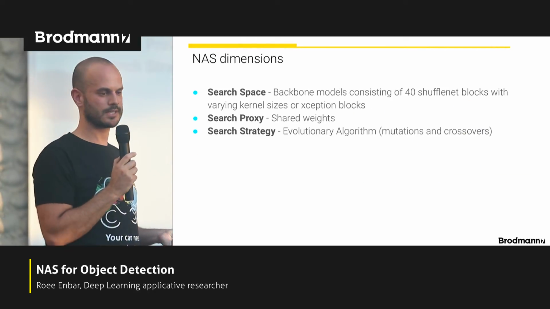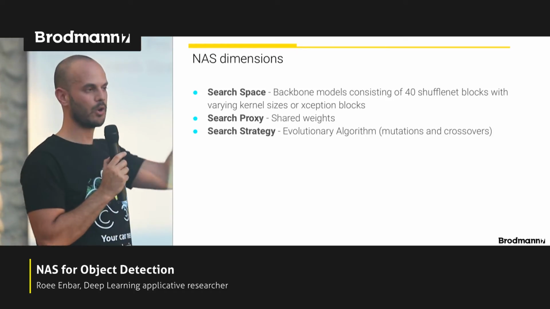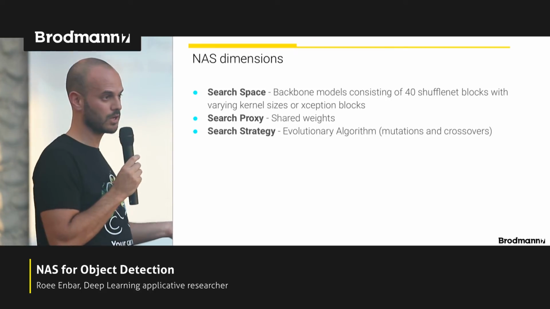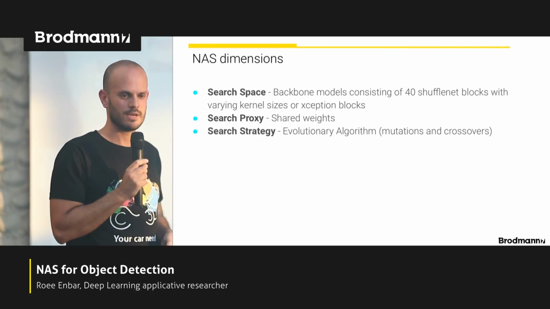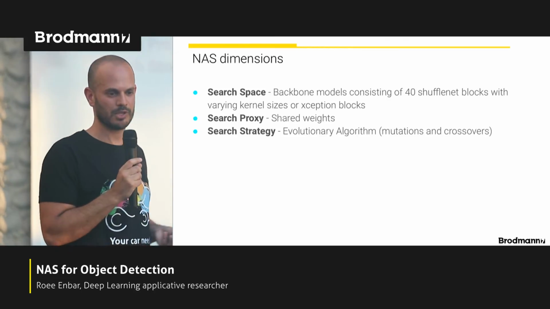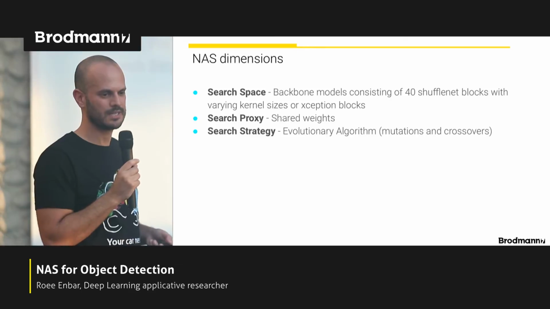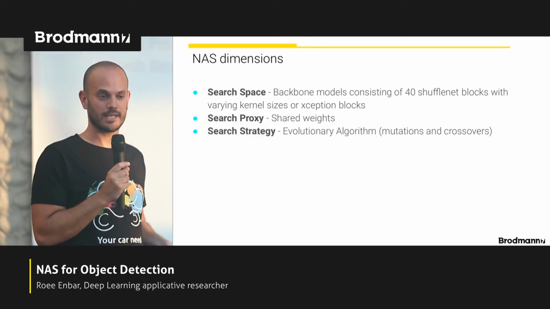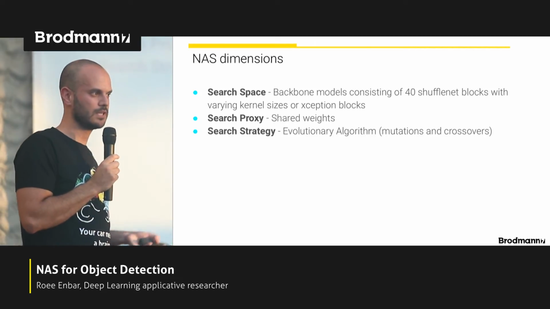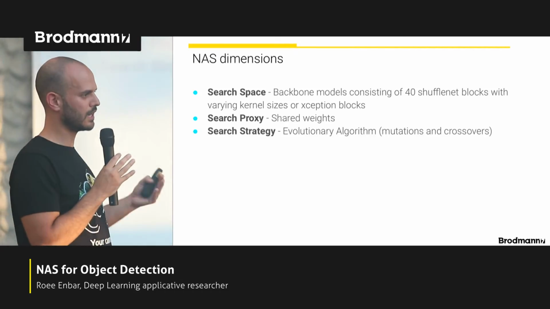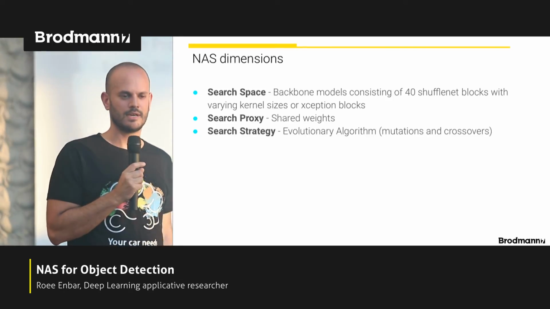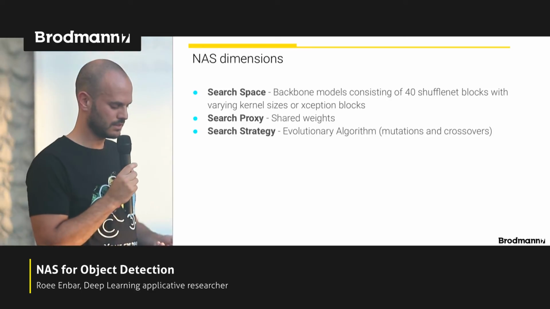So what are the dimensions? The search space is all the backbone models consisting of shufflenet blocks or xception blocks, which was their choice. Why 40? Because that's what they used. It's obviously not optimal, but you can't do everything at once. The proxy is sharing weights like NAS, like efficient NAS that we've talked about. And the strategy is using an evolutionary algorithm. So they mutate and they cross over their path in order to find the best one. They don't really delve too deep into it. So we don't really know exactly what they did.